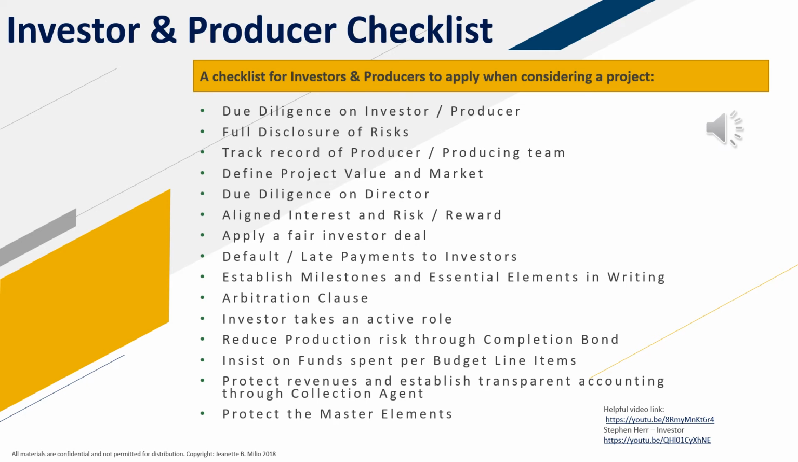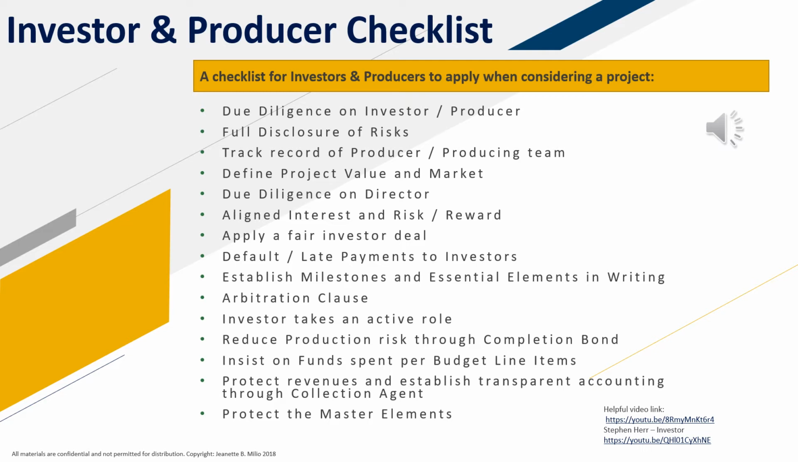When investors work with producers and producers work with investors, it's very important that both do due diligence on each other. The investor does a due diligence on the producer in a sense that they want to make sure that the producer knows what they're doing, has some track record, and has a good reputation. The producer will do the same with the investor to make sure that the investor actually has money and may require a proof of funds.